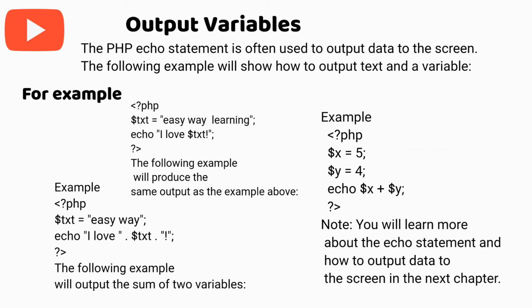Output variables. The PHP echo statement is often used to output data to the screen. The following example will show how to output text and a variable. For example, this is the first example. $txt = "easy way learning"; echo "I love $txt"; Try it yourself.